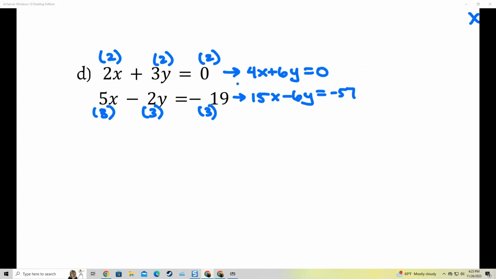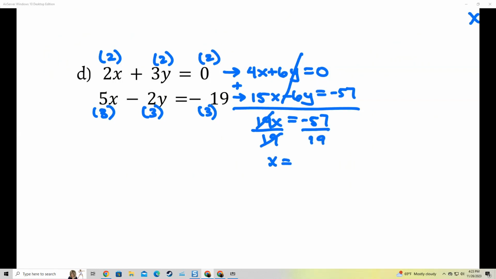So now that I have them matching up and it looks like something's going to cancel when I add them, I'm going to go ahead and add the two equations up together. 4x plus 15x, that's going to give me 19x. 6y and minus 6y, those are going to cancel out. 0 plus negative 57, that's a negative 57. We're going to divide both sides by 19. I just happen to know that that's 3. So I'm going to say x is equal to negative 3. That is the first half of my answer.